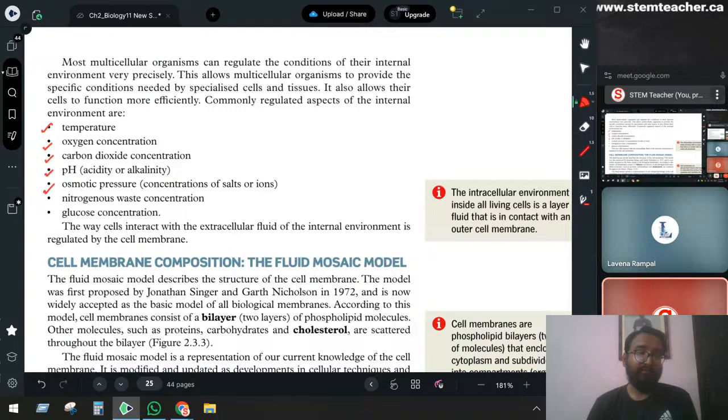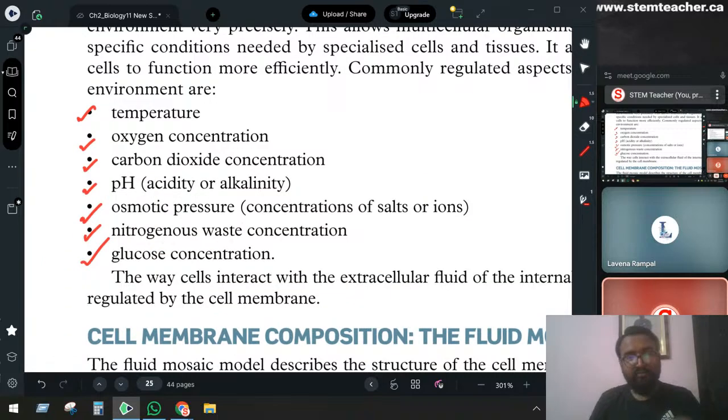What are these factors? One is temperature. Inner temperature is different, outer temperature will be different. Oxygen concentration, carbon dioxide, inner and outer concentrations differ, mainly in multicellular organisms. And the pH, acidity and alkalinity, osmotic pressure, concentration of salts and ions, nitrogenous waste concentration, glucose concentration. So these are the main ones.